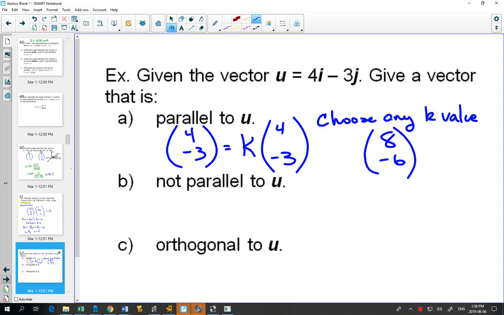If it's not parallel, then there can't be a k that makes this work. So if I doubled the top one, but kept the bottom one the same, there will be no k that I could multiply by.